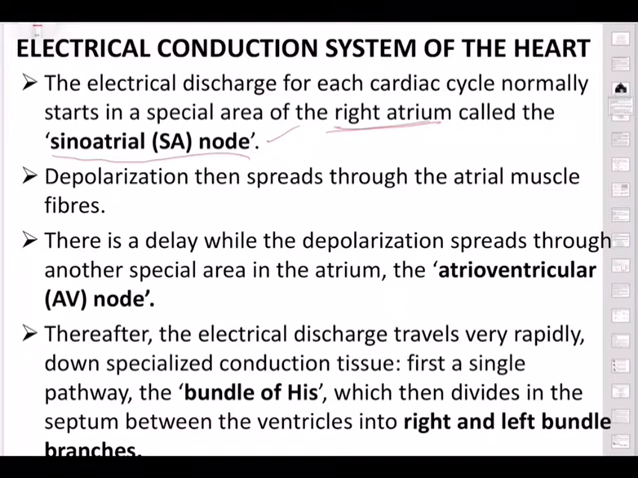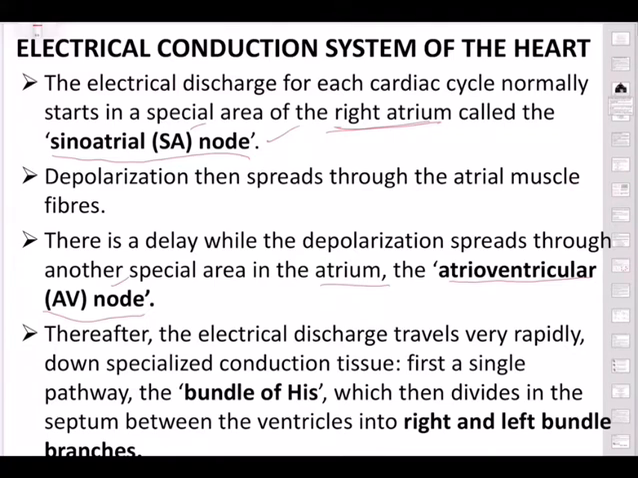Depolarization means contraction, then spreads through the auricular muscle fibers. There is a slight delay while the depolarization spreads through another special area in the auricle. What is that? The AV node, atrioventricular or auriculoventricular node. So the first one is the SA node and the second one is the AV node, remember.